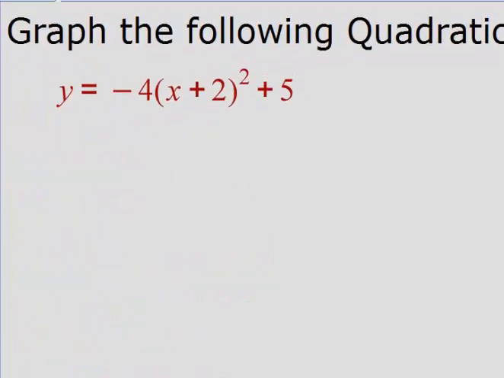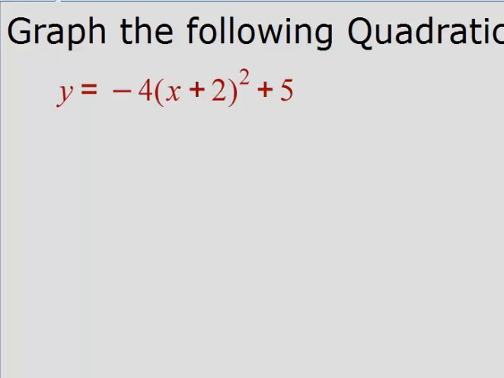All right, so if I said graph this quadratic, the first thing you need to do is identify what format we have. Is this standard form, vertex form, or intercept form? Vertex form. How do I know? One set of parentheses squared. When you see one set of parentheses to a power of 2, it's vertex form.